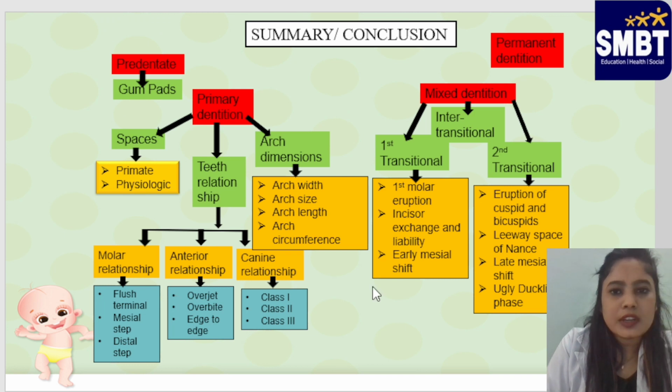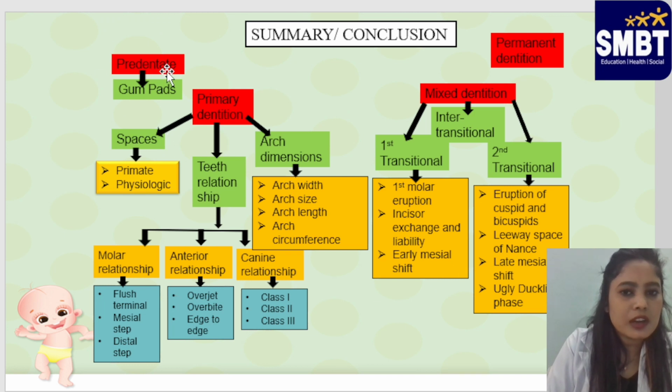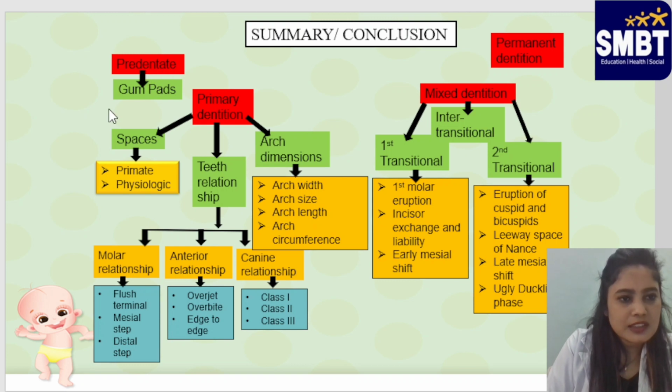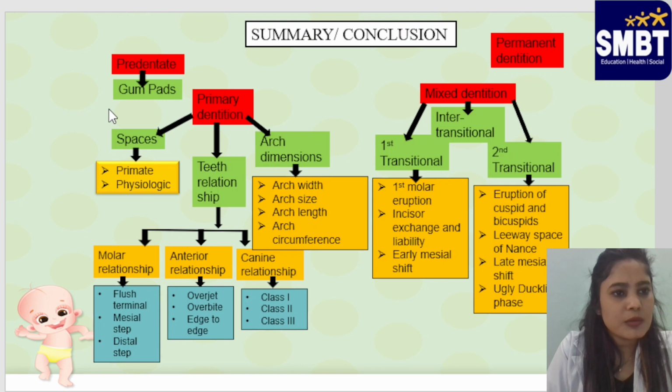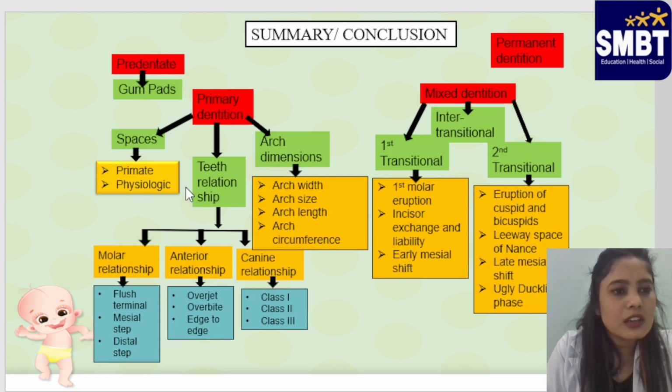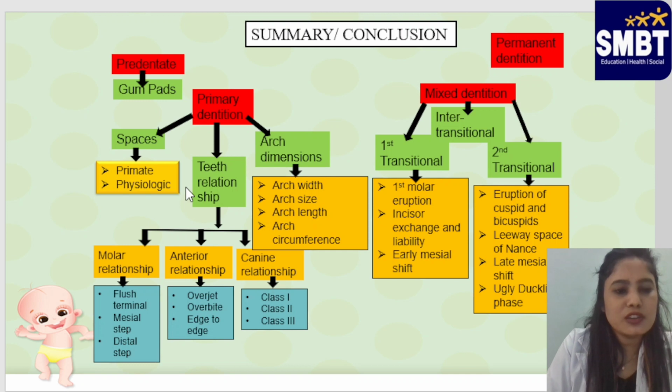This is some of the summary. We have covered predentate period and primary dentition. In predentate period, we have seen gum pads, which were horseshoe shaped in the maxilla and U shaped in the mandible. In primary dentition, we have covered spaces, that is primate spaces and physiologic spaces. What are primate spaces? In maxillary arch, mesial to the canine, and in mandibular arch, distal to the canine are primate spaces. Physiologic spaces are the generalized interdental spaces between each of the teeth.